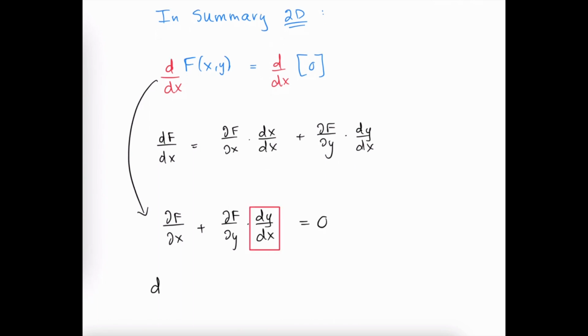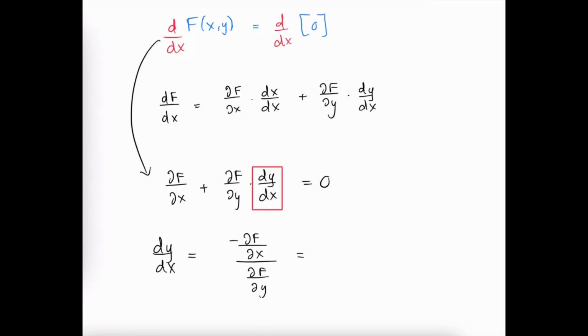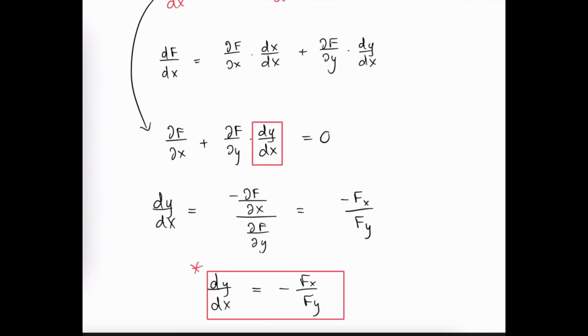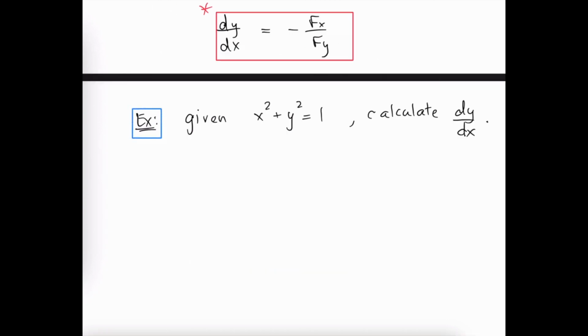Then we solved for dy/dx, and we got negative first partial with respect to x divided by first partial with respect to y. And if we use the subscript notation, it's a little bit cleaner. We'll say negative first partial of F with respect to x divided by first partial of F with respect to y. And this is actually a formula that we can use from this point forward to make our calculations a good bit easier. So let's now go back to the beginning and use this formula to see how much easier it would be to calculate dy/dx.